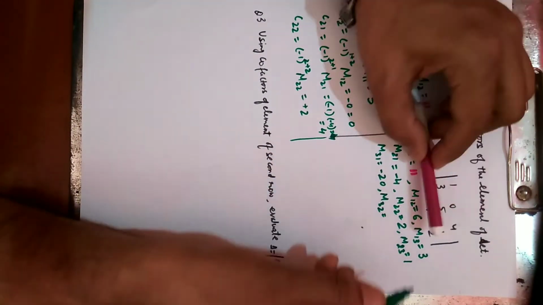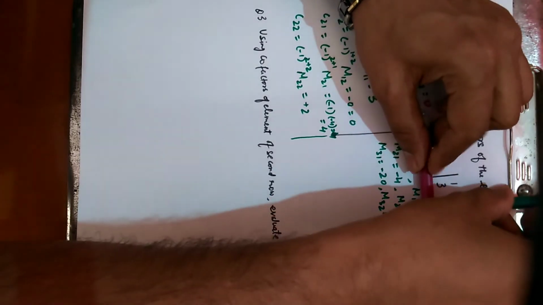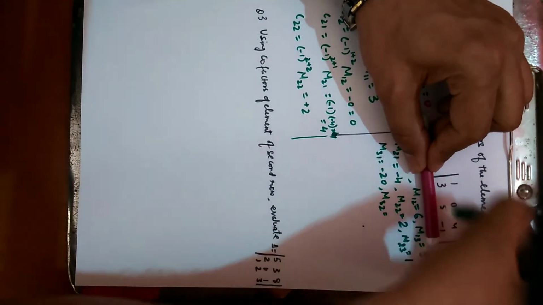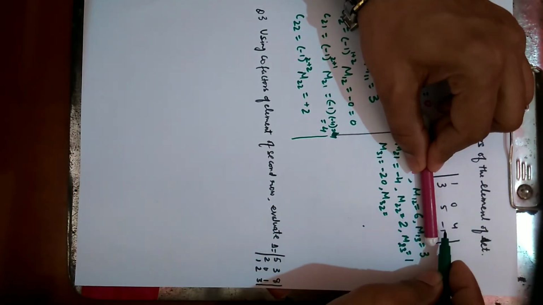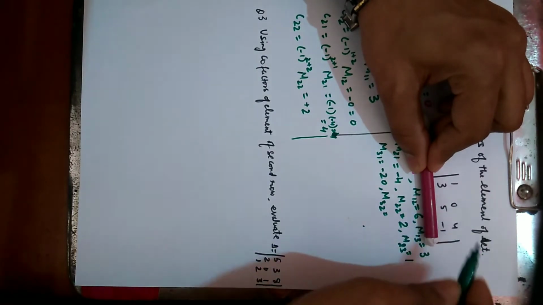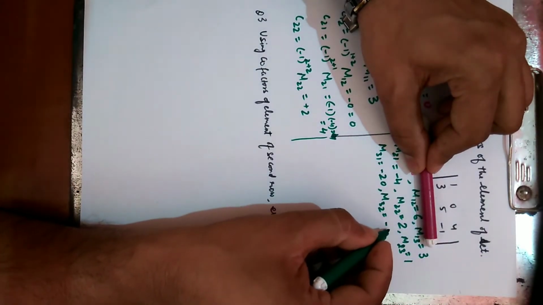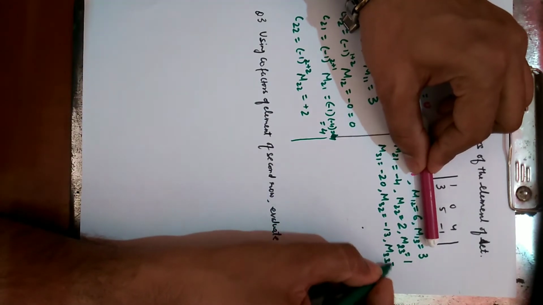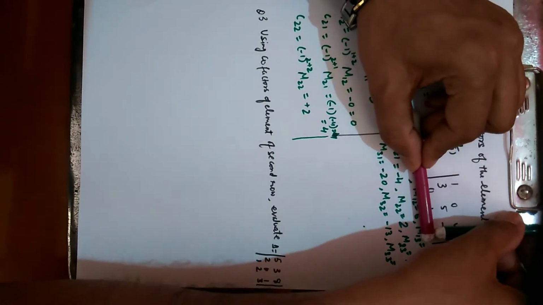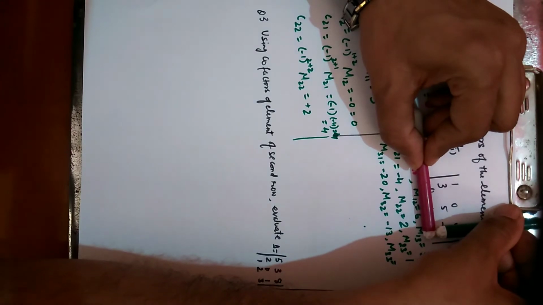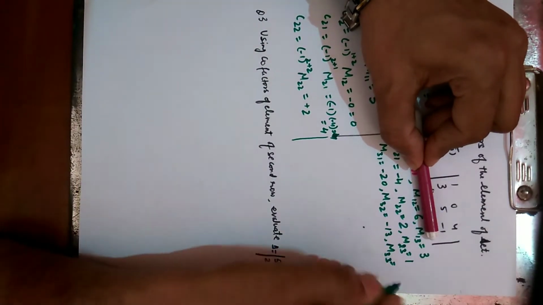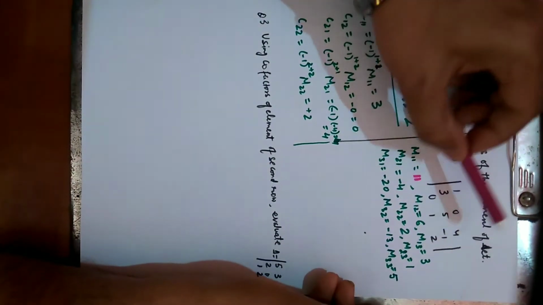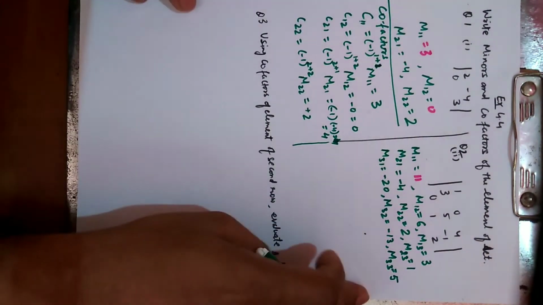M32. For M32 you hide this way. So this is 1, 3 and 4, minus 1. So minus 1 minus 1, this is minus 1 and minus 12. So minus 1 and minus 12 is minus 13. Last is M33. For M33 you simply do like this. 1, 5 and 5, and this 3, 0. So this is 5. So we have found all the minors.